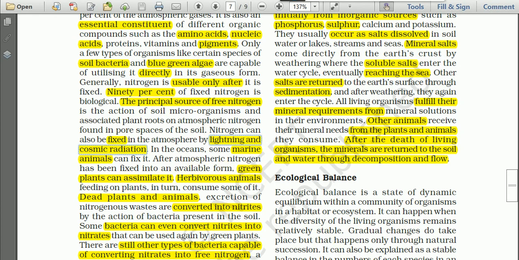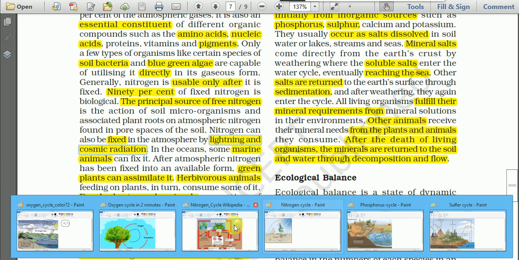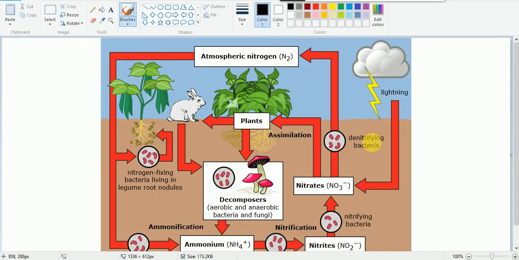Nitrogen is fixed, as you will see here. Nitrogen is fixed from the atmosphere into the soil by the lightning process. Another one is the biological process. See here, nitrogen is also fixed by the bacteria found in the nodules of the roots. See here, these are the nodules.